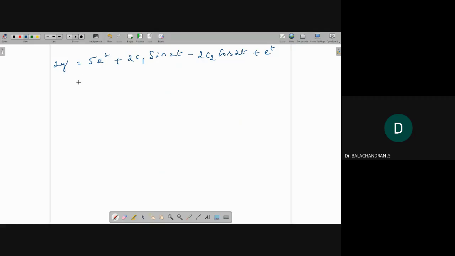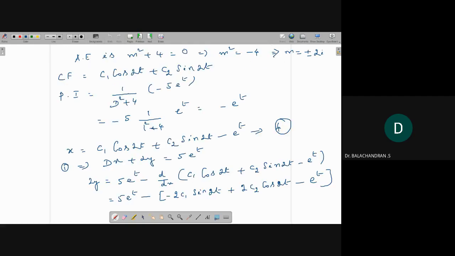Okay, now I'll find y directly: y equal to c1 sin 2t minus c2 cos 2t. So 5 e power t plus e power t is 6 e power t, divided by 2, 3 e power t. This is equation number 5.